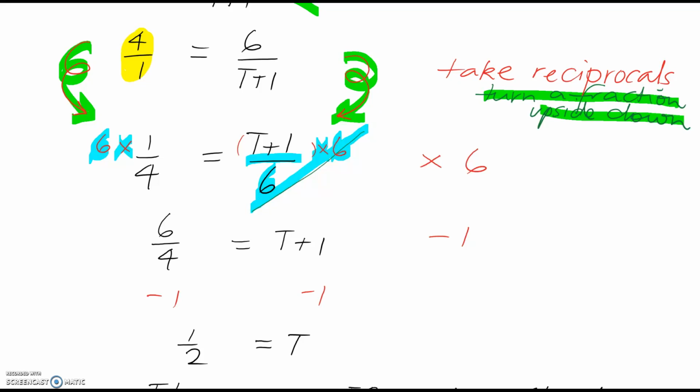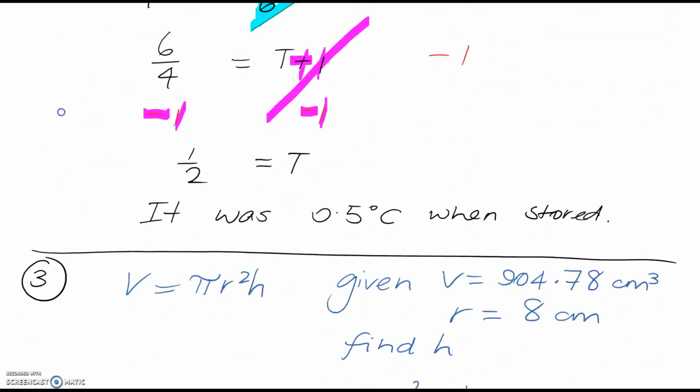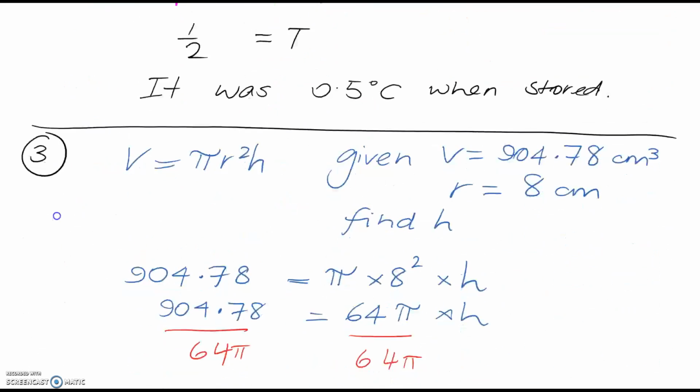Now what do I do? What's another smart choice to do to both sides? Well, probably the next smart thing to do is do the opposite of this plus 1, which is minus 1. So I'm going to minus 1 off both sides, which is great because then it'll be gone off that side, and then 6 over 4 minus 1 is a half. So that's that one.